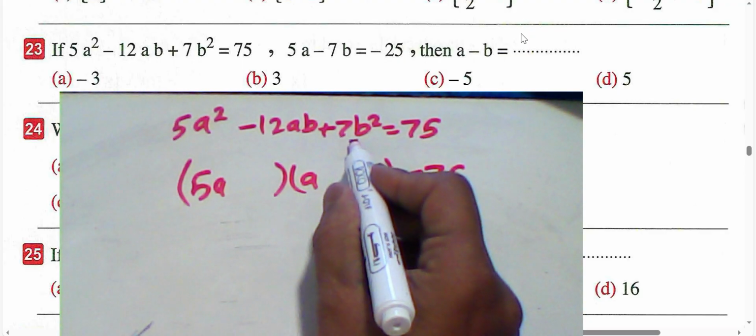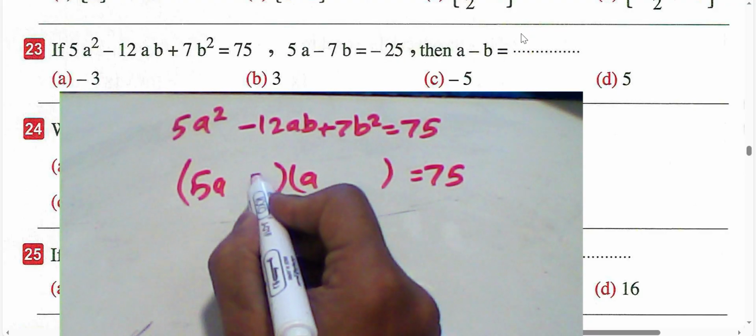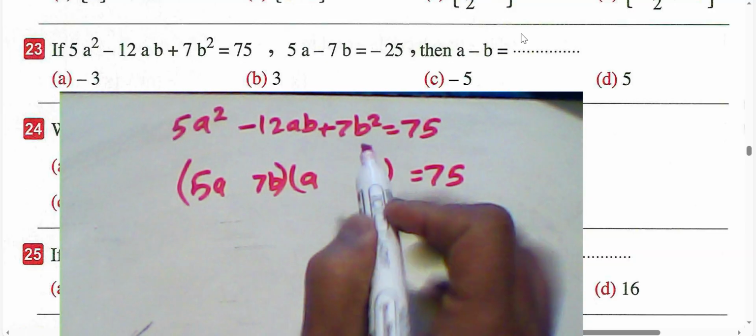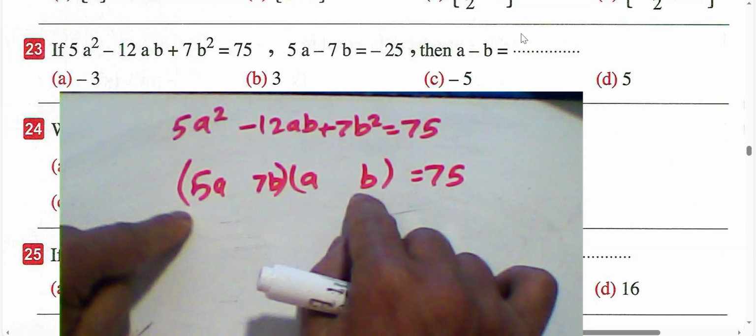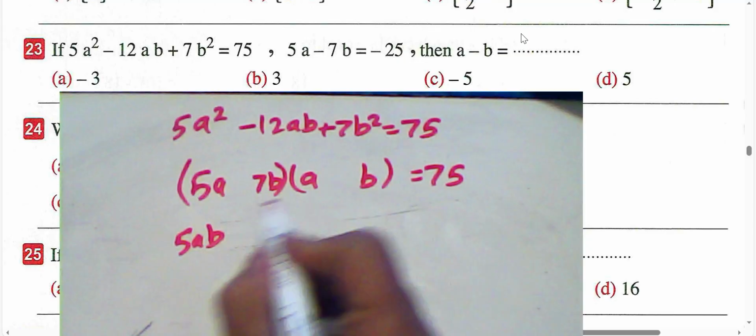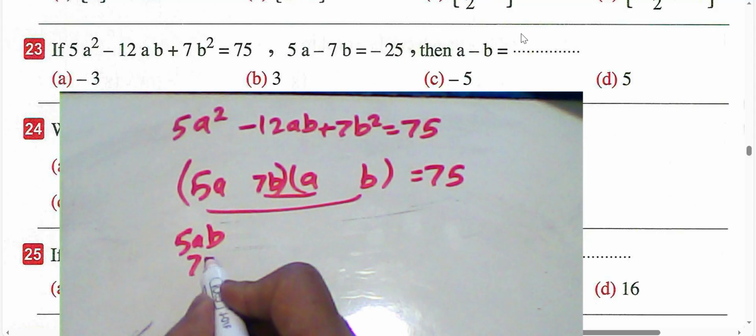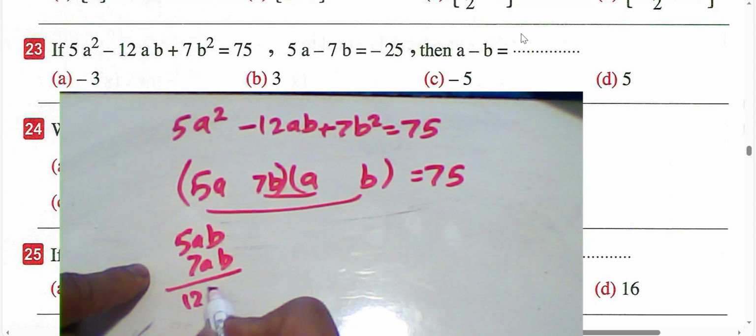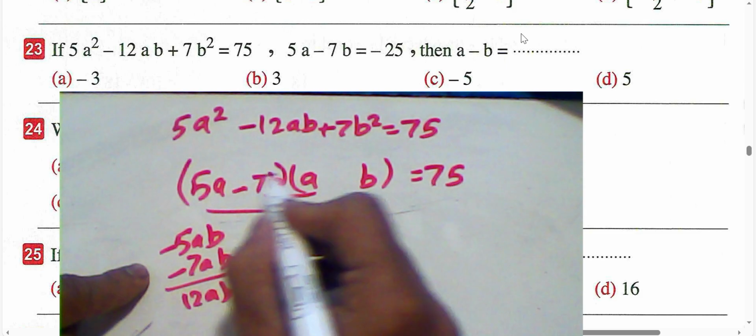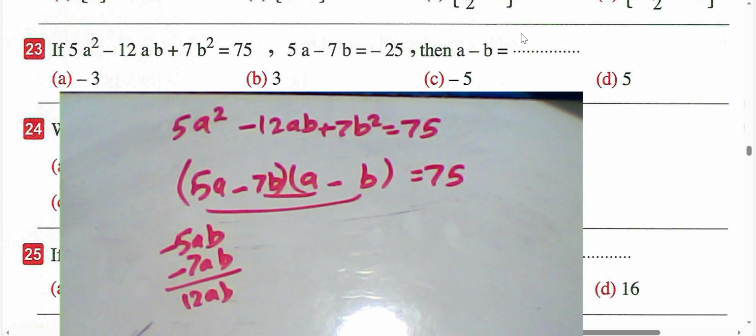We want two numbers whose product equals 7. We can write 7b and b, because 5 times 1 equals 5. 5ab is the extremes, and the means would be 7ab. Collected together they equal 12ab, and the signs are negative and negative, okay, because negative times negative equals positive.